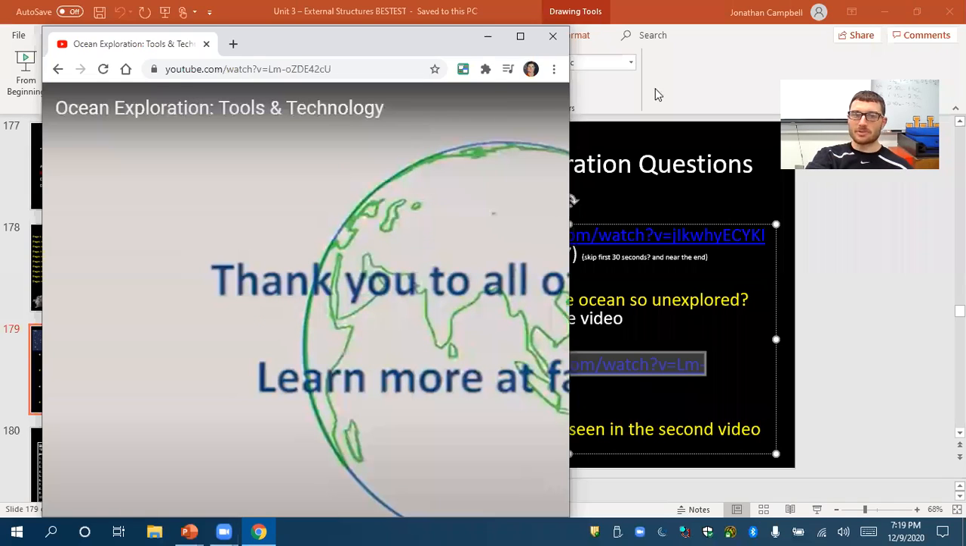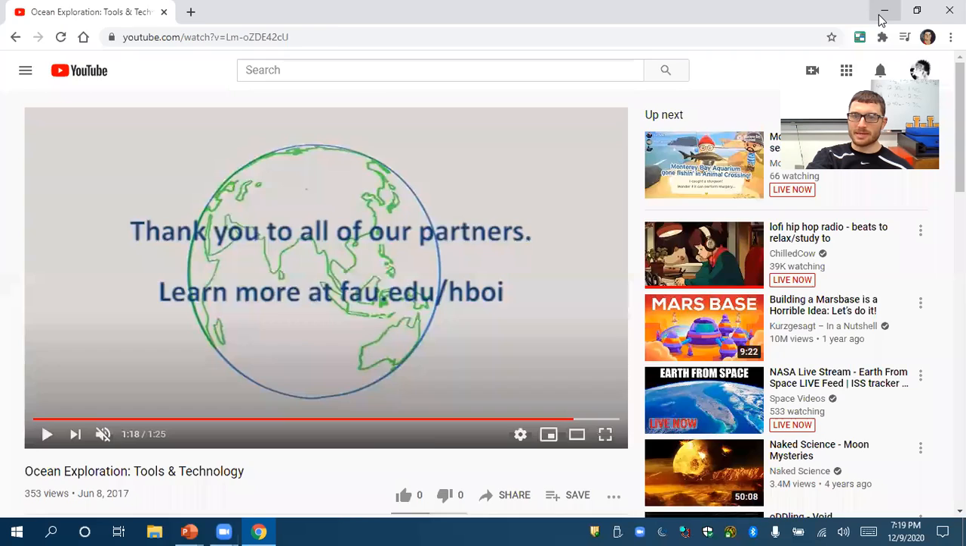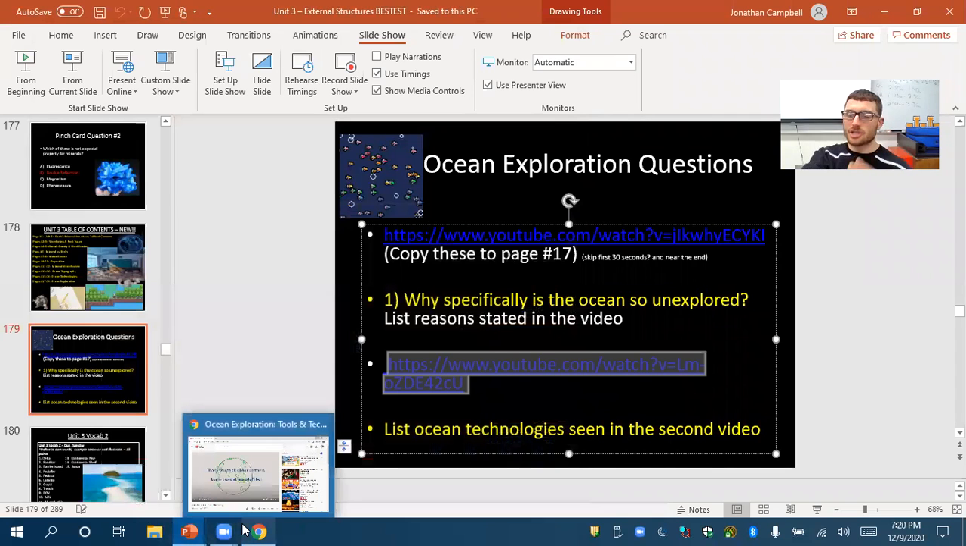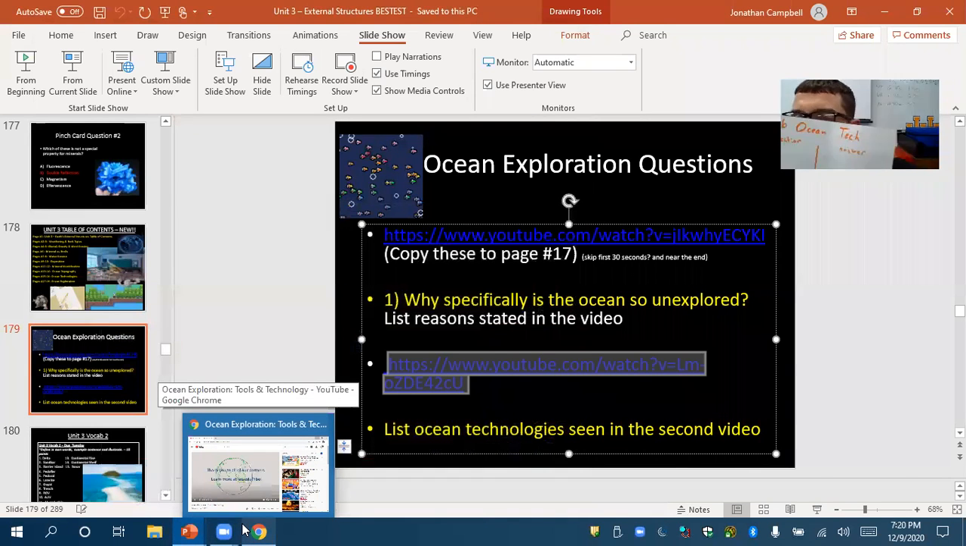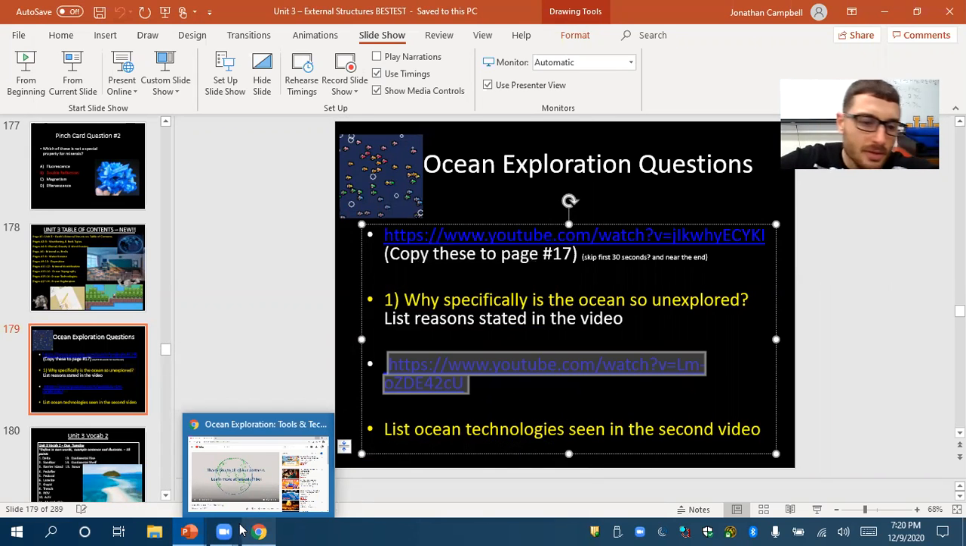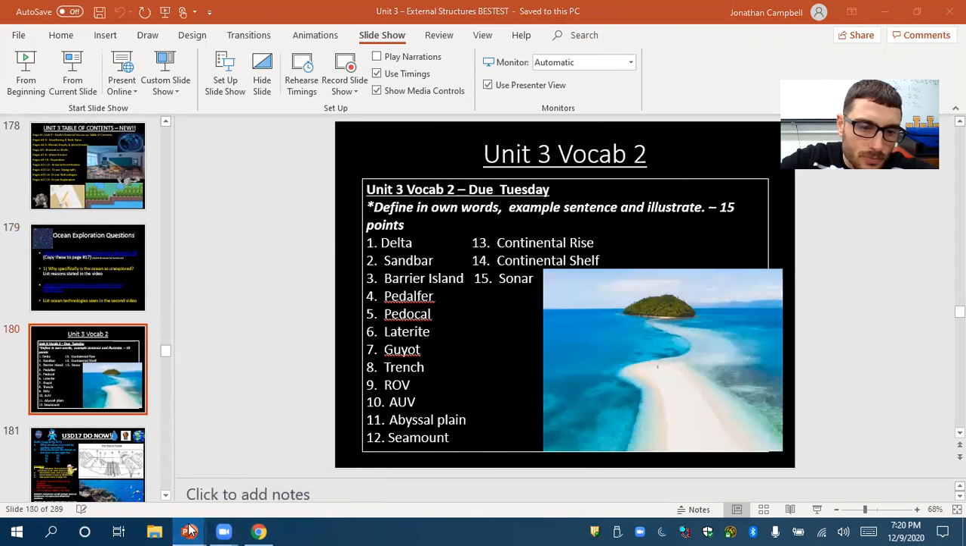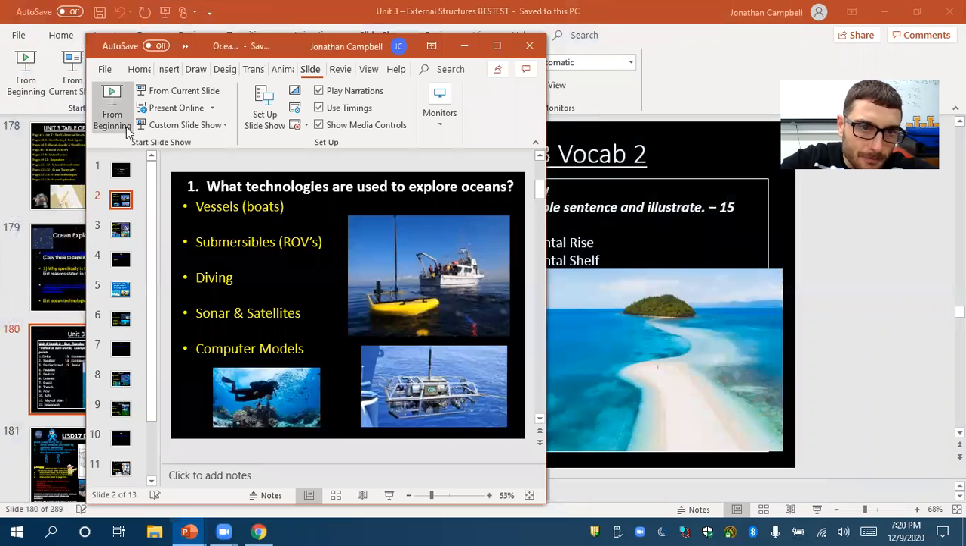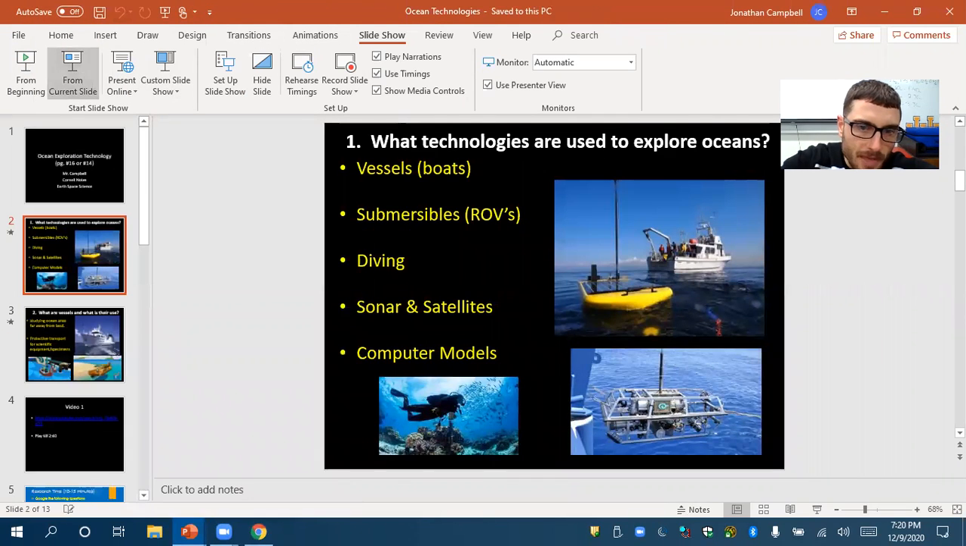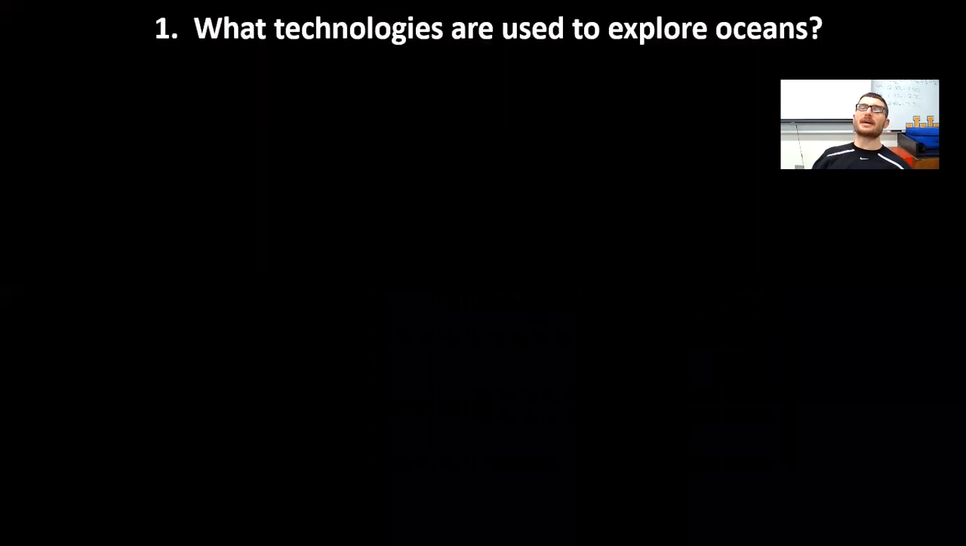Let's actually get back in our notes here and see some of the written examples we need to write down. So what you're going to do, I showed you 16, ocean technology. Questions on the left, answers on the right. So what does that mean? That means, guys, our question is up top. Number one, write that on the left side. What technologies are used to explore oceans?